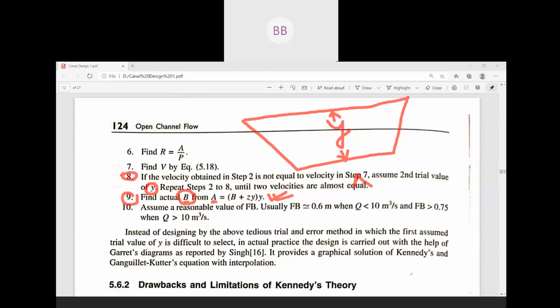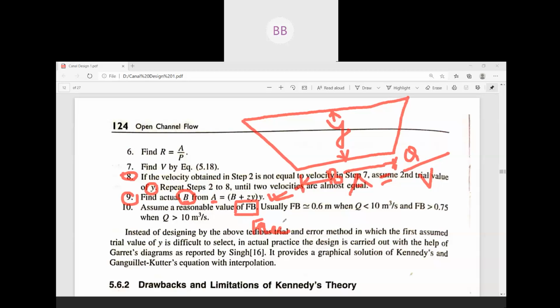Once the velocity is the same, then you are also getting the velocity. So you can find out the area with this equation, and then you substitute here and you can find out the width of the channel, that is B, from the last trial. Then we have to provide a value called FB. FB is nothing but your free board.